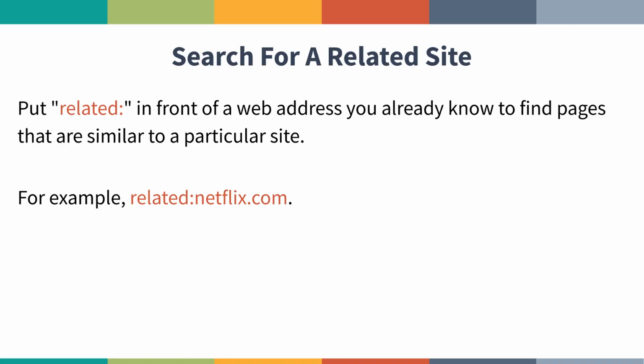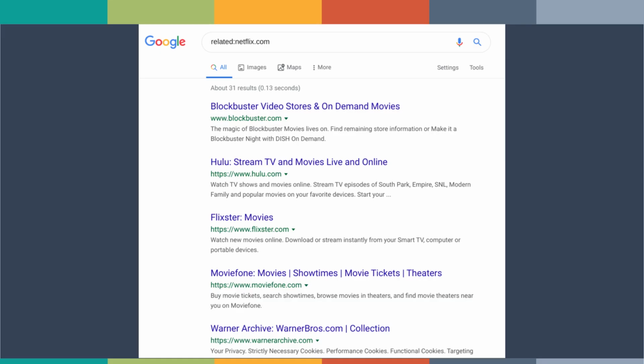Another cool trick is if they want to find a related site. So they found one site they like and they want to see if there are other sites like that, they can type in related, then a colon, and then another website. So for instance, if they wanted to find another website similar to Netflix, they could type in related:netflix.com, and the search results they're going to get are all streaming media services. So Blockbuster, which I actually had no idea was still around. It is, I checked. Hulu, Flickster, so all sites that are similar to Netflix.